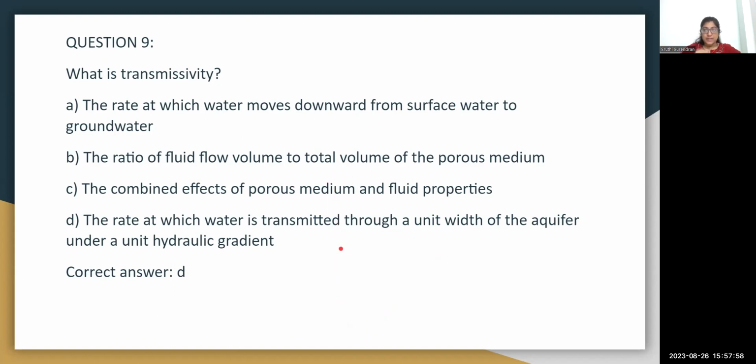So we know that V is equal to K into I. If the hydraulic gradient is 1, then the velocity is equal to the hydraulic conductivity. So here they're saying the rate at which the water is transmitted through a unit width. It is related, but I don't think it is a very clear option. Anyway, you can post this in the forum, because the questions are not set by me. If you need more clarity, this can be discussed in the forum.